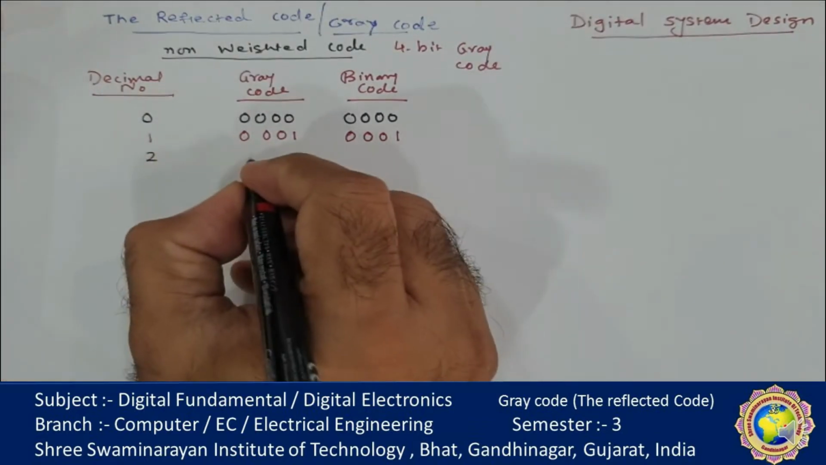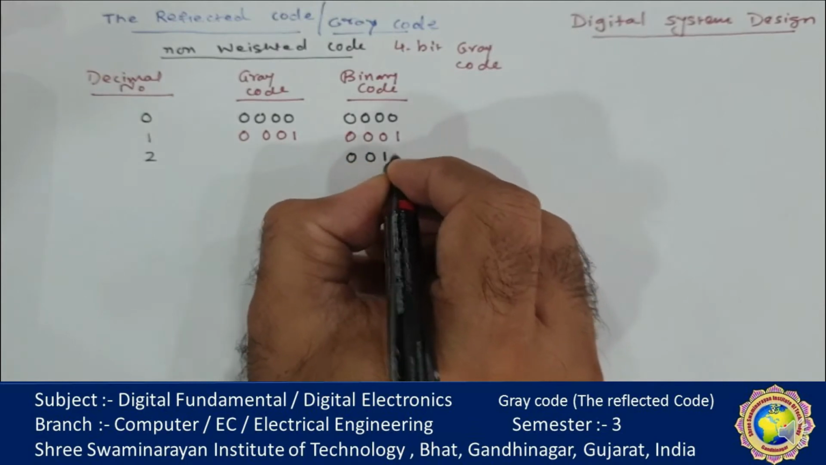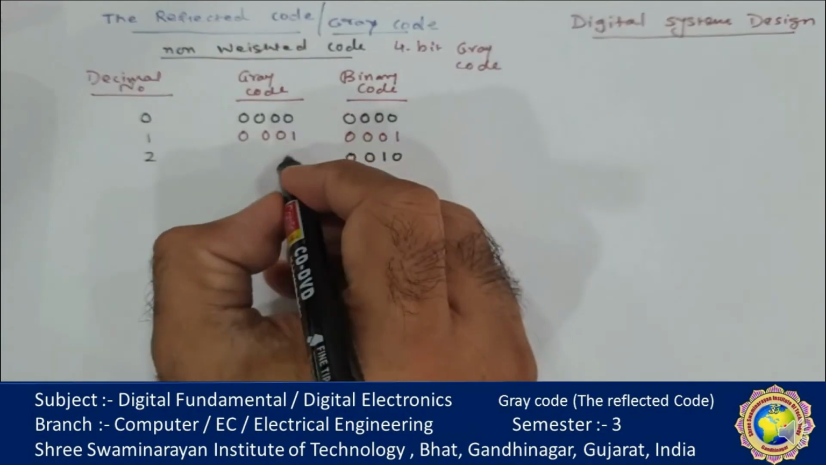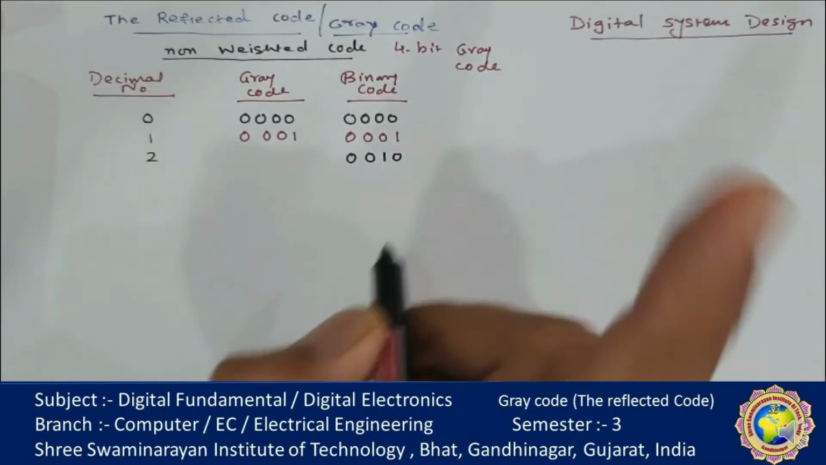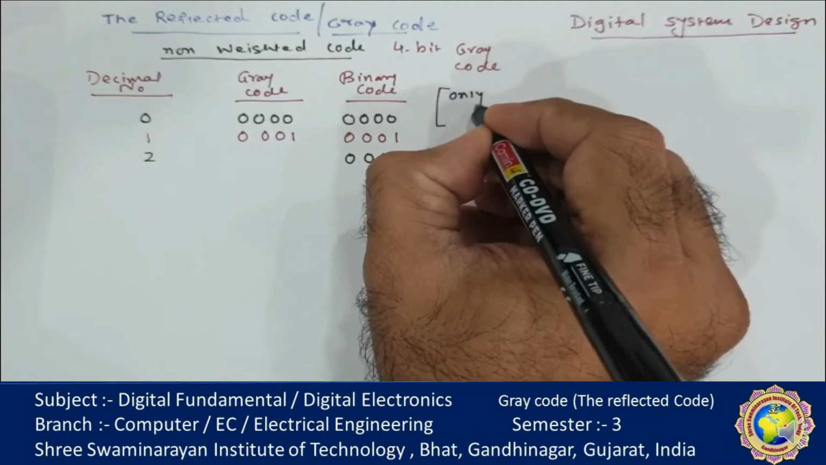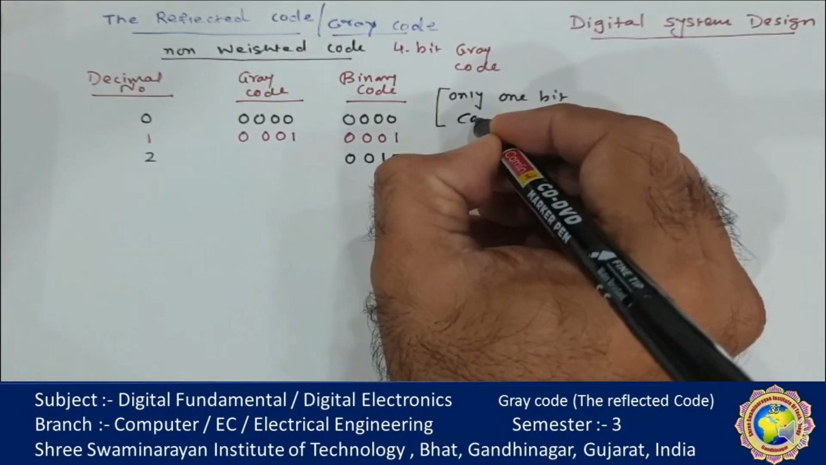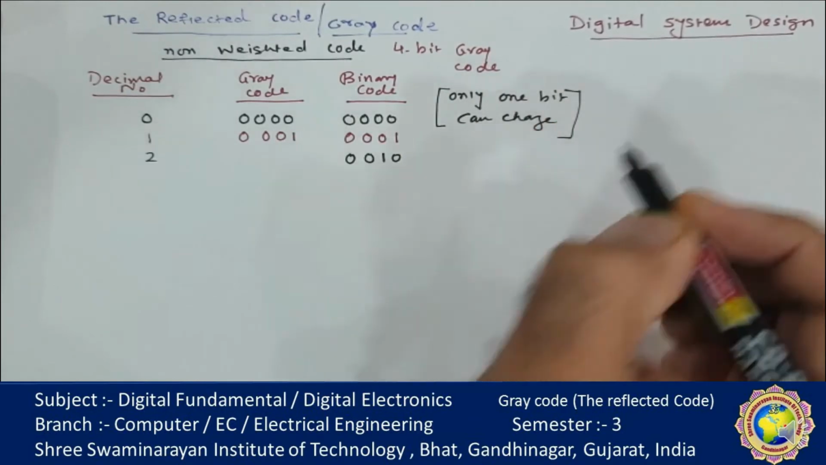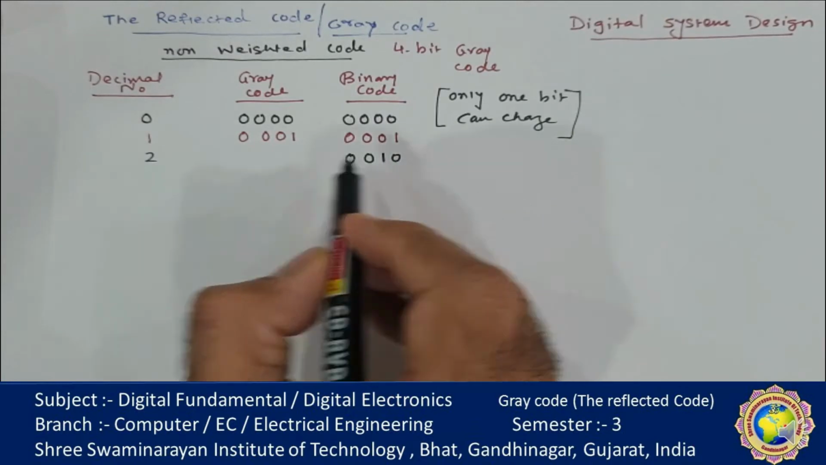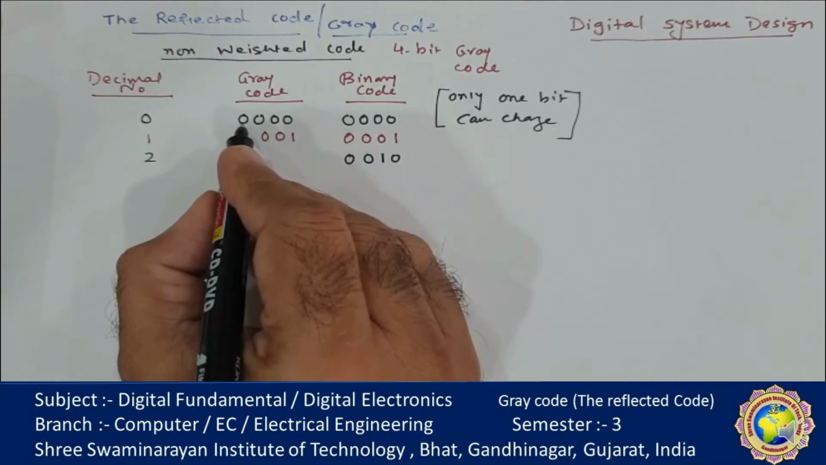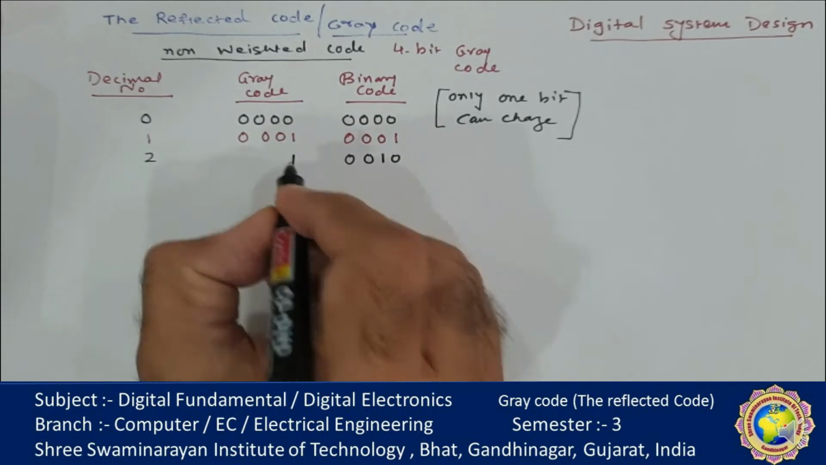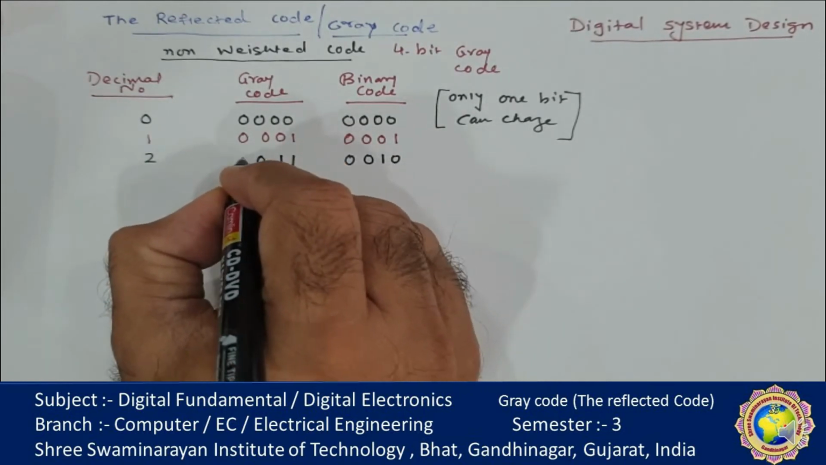Now 2. Now remember this thing. In 2, the binary is 0, 0, 1, 0. But in gray code, always start from the LSB side. At a time only one bit can be allowed to change. Only one bit can change. Here 1 and 2 bits are changed, so the same thing is not possible in gray code. If I convert this 1 to 0, all zeros are already assigned, so it cannot be repeated. So I have to keep the 1 again the same, but convert 0 to 1 and remaining are all unchanged.